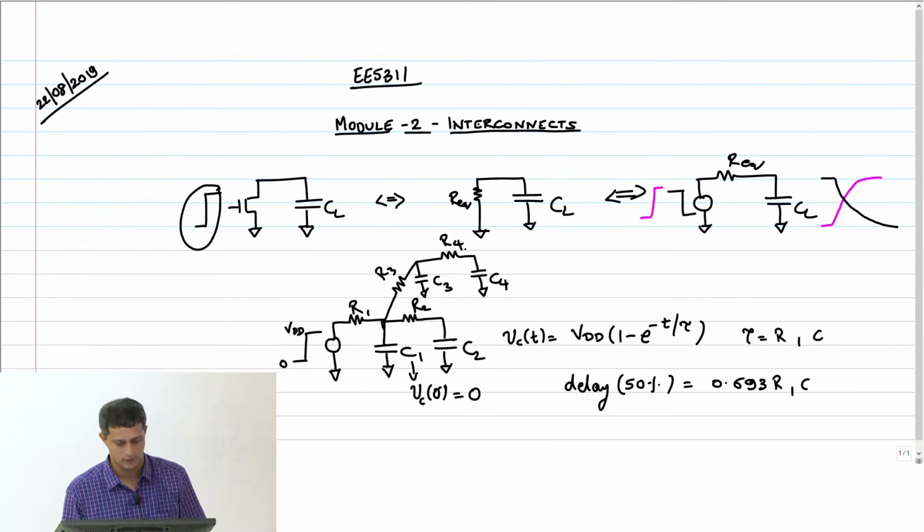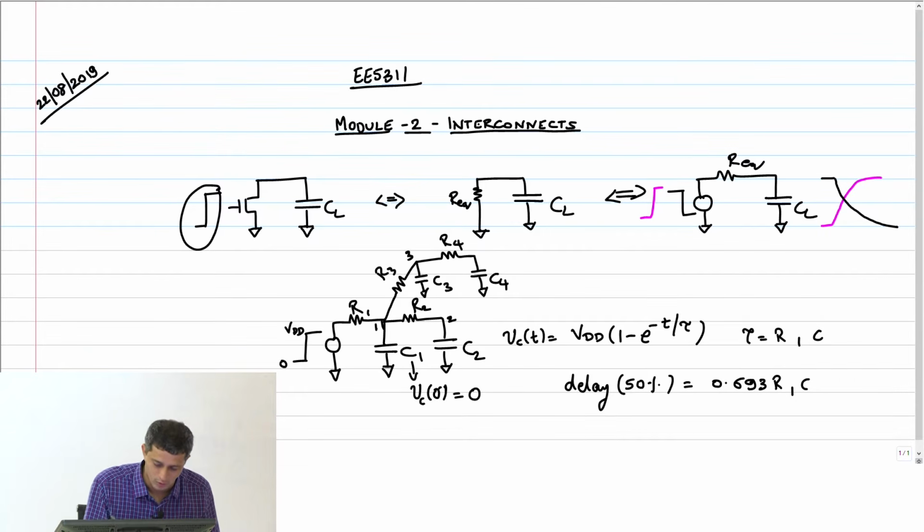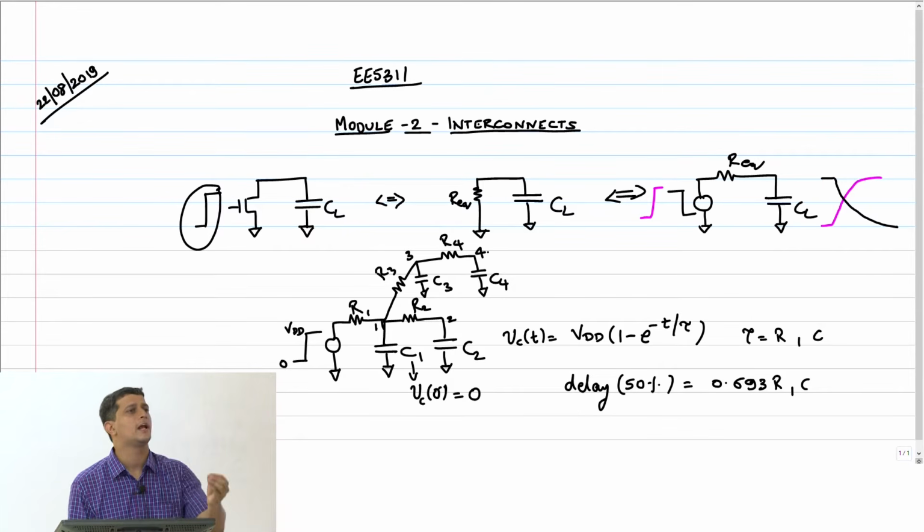Now I could ask you, what is the delay from the input to any of the destination nodes? My destination node could be node 1, node 2, node 3, node 4, any of the 4 nodes. If I ask you what is the delay at node 4, given that the input went instantaneously from 0 to VDD, what is the delay for node 4 to go to VDD by 2, for example, or node 3, node 2. So this is the problem that the Elmore delay model solves.